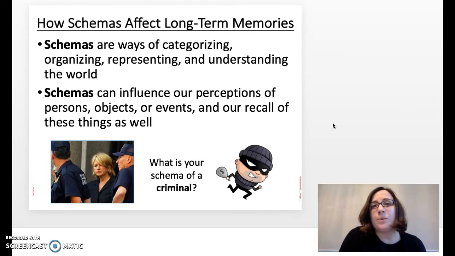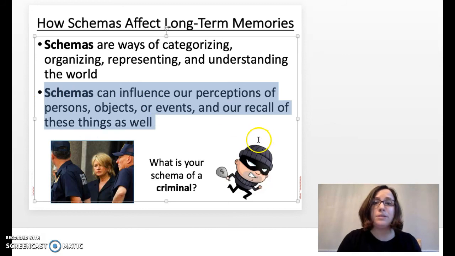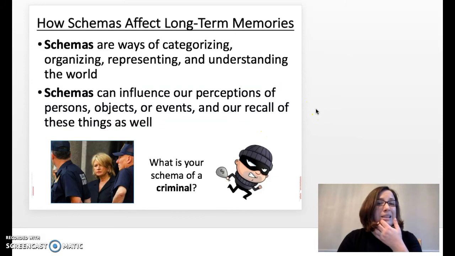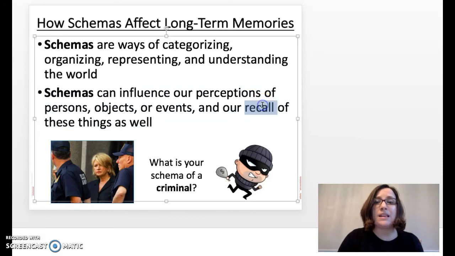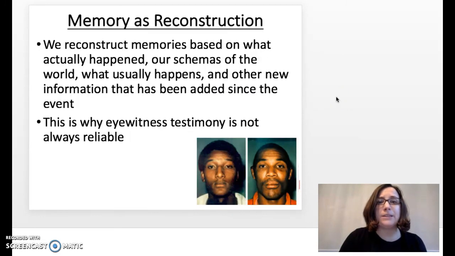Essentially, schemas are just ways of organizing and categorizing and understanding the world around us. Oftentimes, just to kind of make things easier for ourselves, we'll organize things into schemas. But what they do is they can also influence our perceptions of people, things that happen in our lives. And schemas are so powerful that they can even impact the way that we remember certain things. So important to think about that.